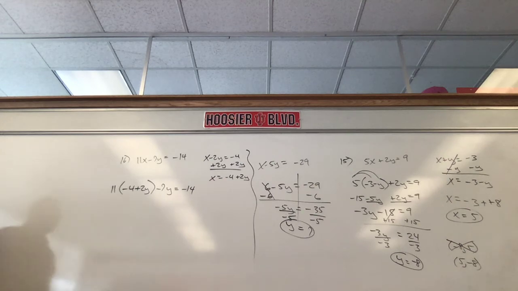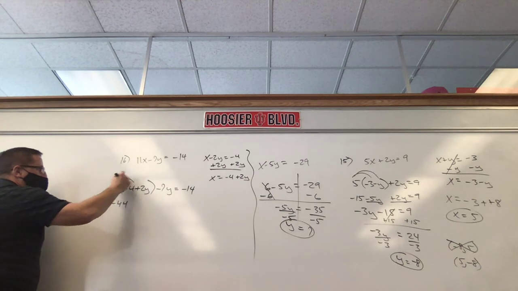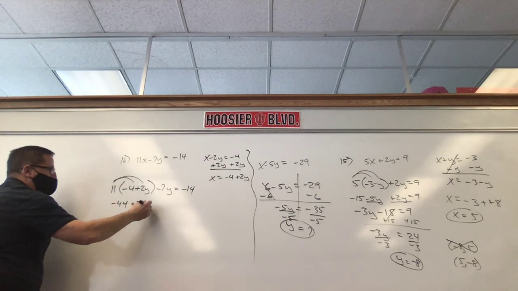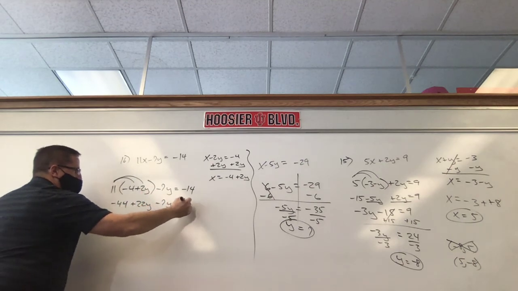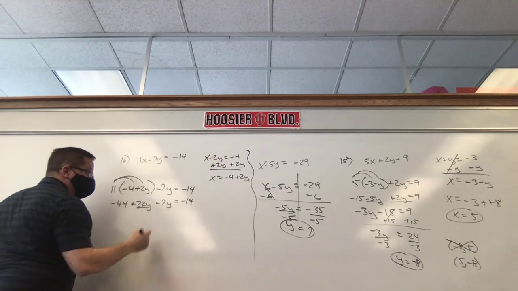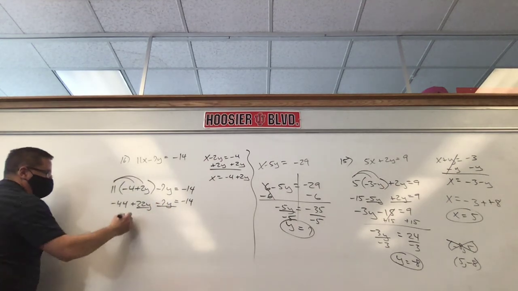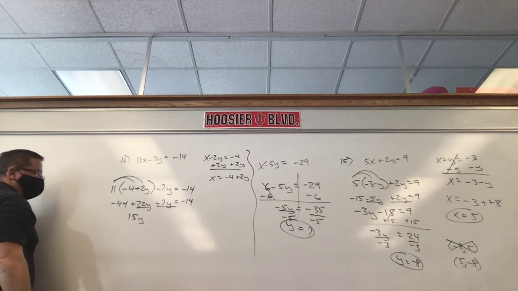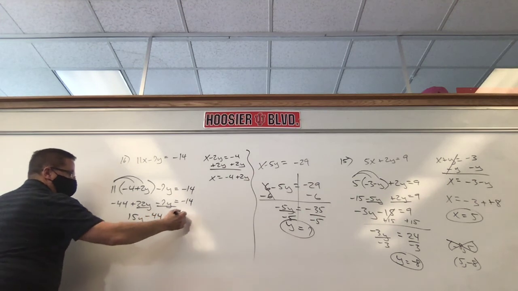You gotta distribute the 11. 11 times negative 4 is negative 44. 11 times 2 is 22y. Do I times that by 11? Definitely. Minus 7y equals negative 14. Okay, that's a little better. I still don't know what the answer is. Can I combine the 22y and the negative 7y? What's 22 and negative 7y? 15y. What else? Plus negative 44. Can I just make it minus 44? Is that okay? Yeah. Okay.